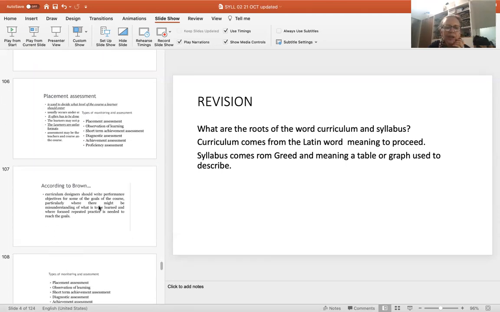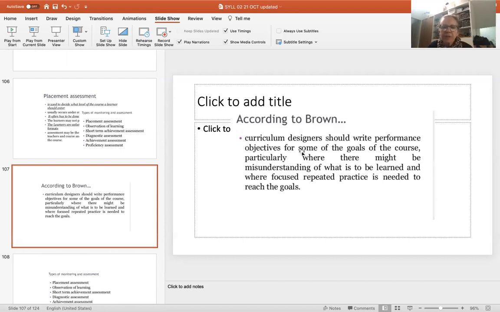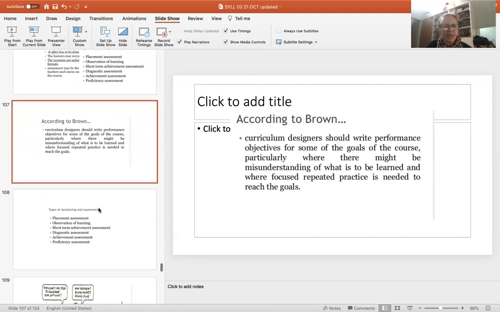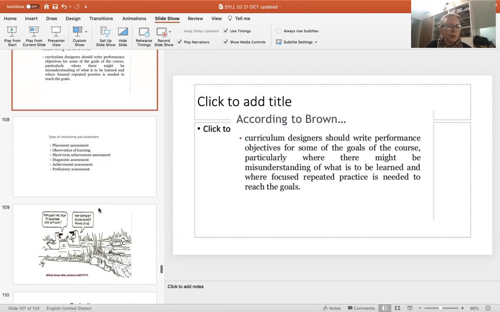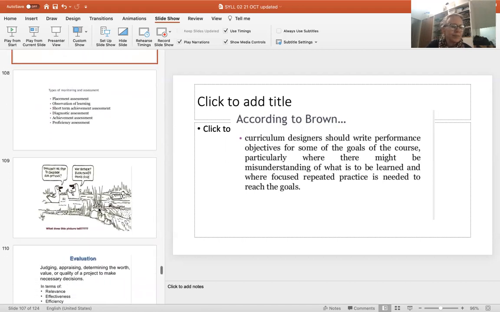So according to Brown, curriculum designers should write performance objectives for some of the goals of the course, particularly where there might be misunderstanding of what is to be learned. So it helps to have a syllabus so they know what they will be learning.